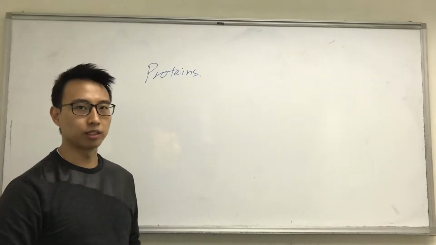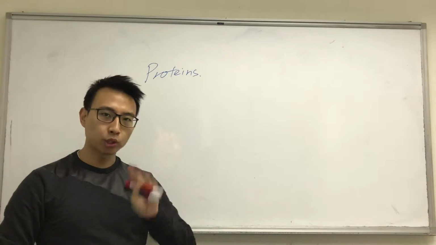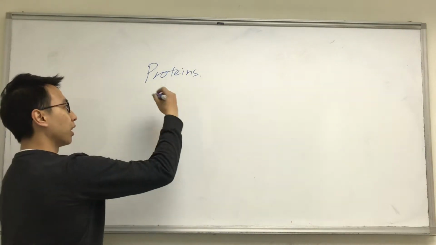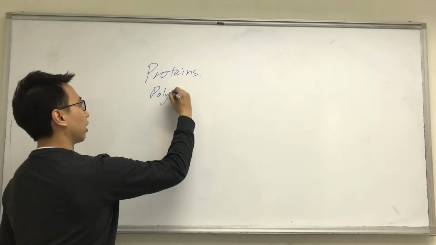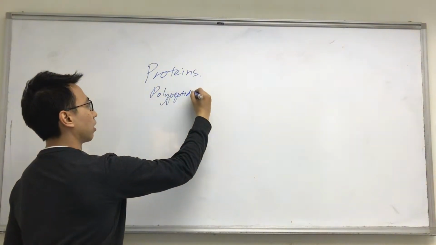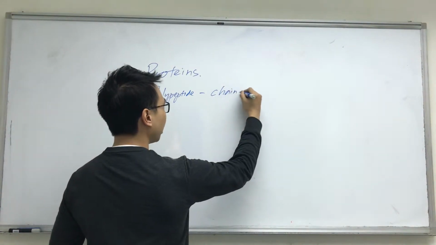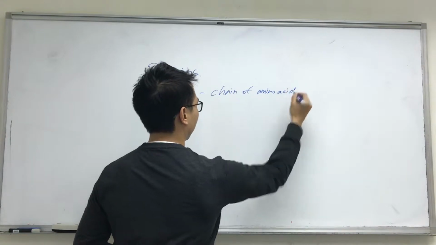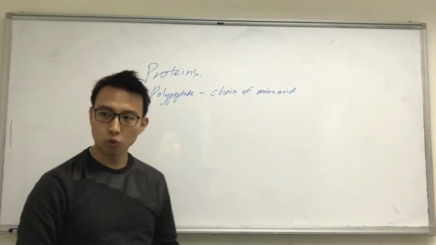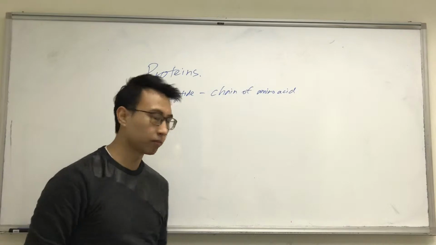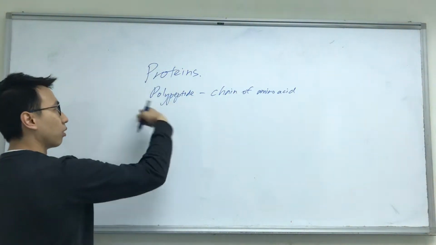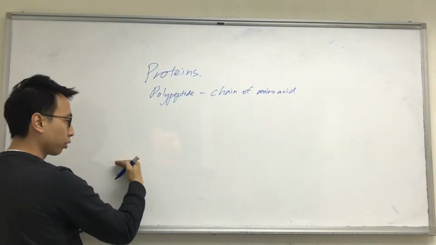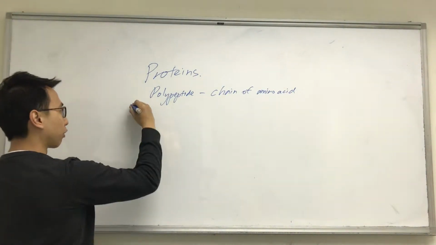Today, we'll talk about proteins. And we'll talk about the 4 structures of proteins for the IB. So, protein is actually a polypeptide, which is basically a chain of amino acids. Okay? They all connect together with a peptide bond. But now, proteins you can differentiate into primary, secondary, tertiary, and quaternary. So let's start with the first one.